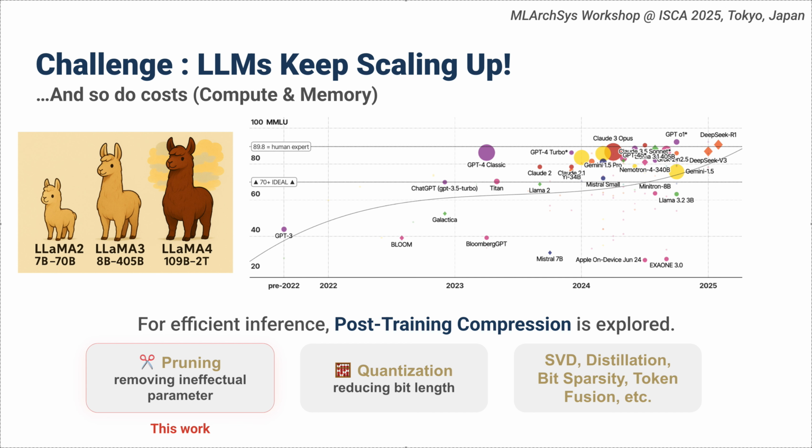Post-training compression techniques have emerged as critical solutions for efficient LLM inference. These include diverse methods such as pruning, removing ineffectual parameters, quantization, reducing bit precision, and techniques like SVD, distillation, and token fusion. In this work, we focus specifically on pruning methods.